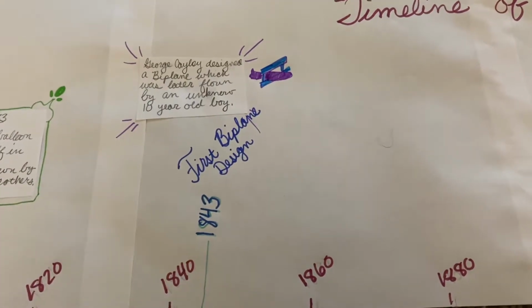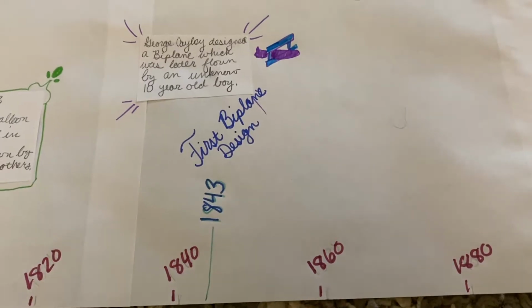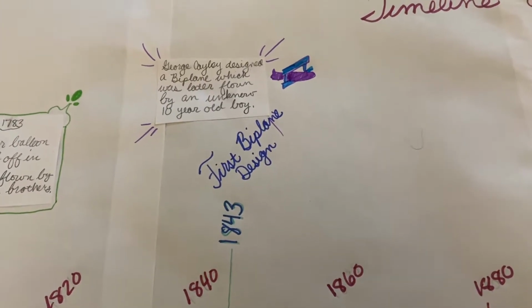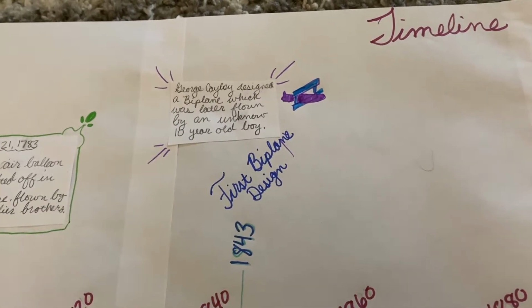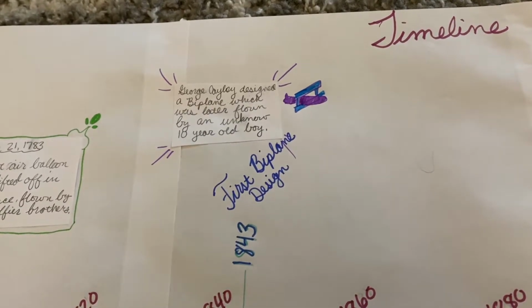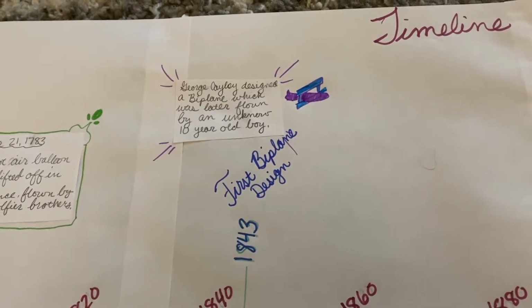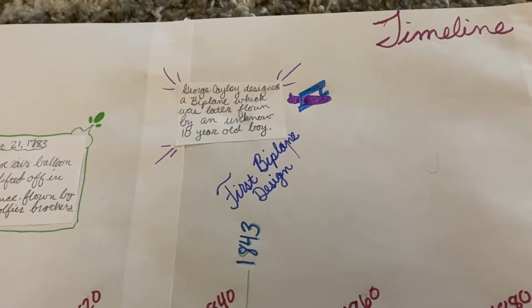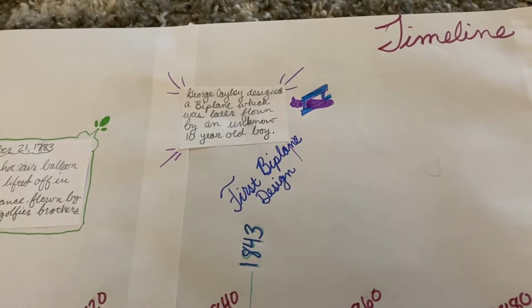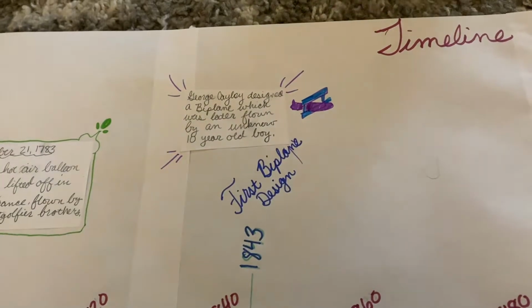Okay, the next thing that happened was the first biplane design was created or published in 1843. See that biplane? It's like the one where it has the two kind of supports on the top and bottom of the body of the airplane. And that was designed by George Cayley, and is actually later flown by a 10-year-old boy that nobody knows the name of.